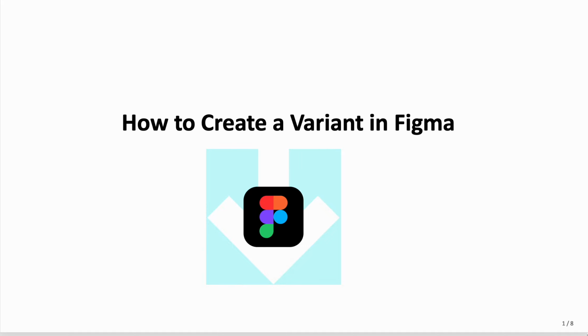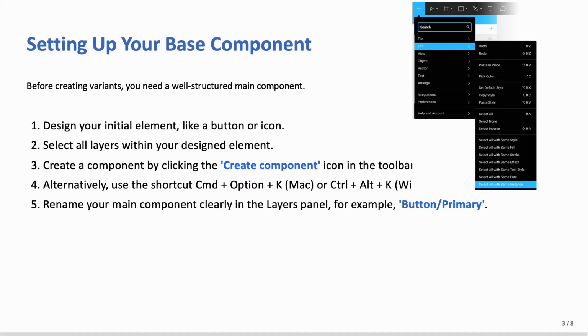We will see how to create a variant in Figma. So guys, for this, first of all, set up your base component. Design your initial element like a button or an icon, then select all the layers of your design element.